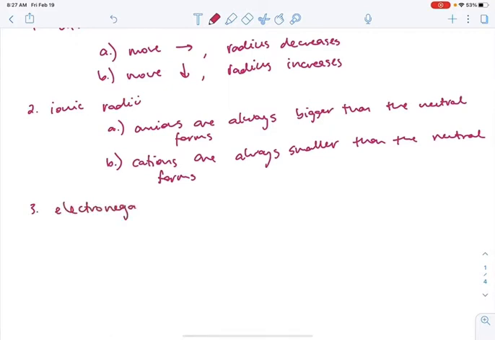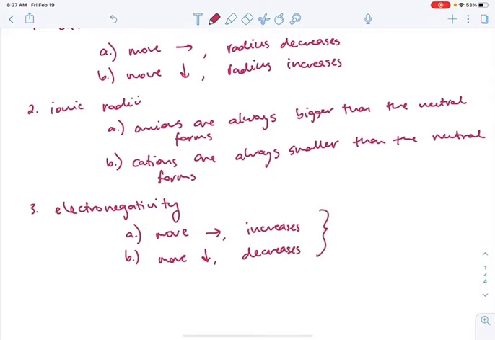So then we have electronegativity. Electronegativity, as we move to the right, it increases. And then as we move down, it decreases. Now, here you have to be careful.